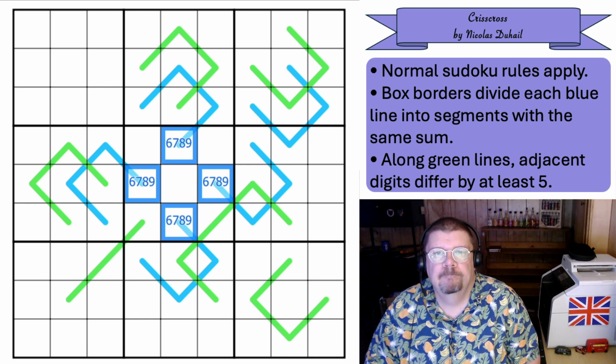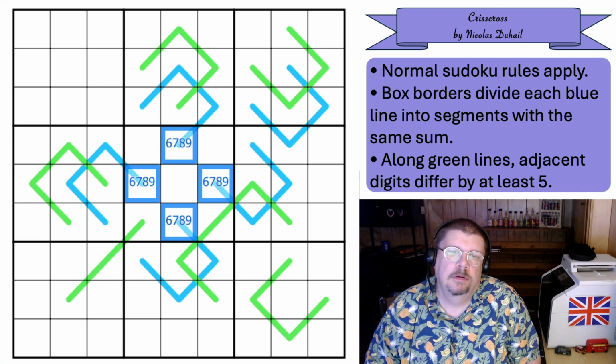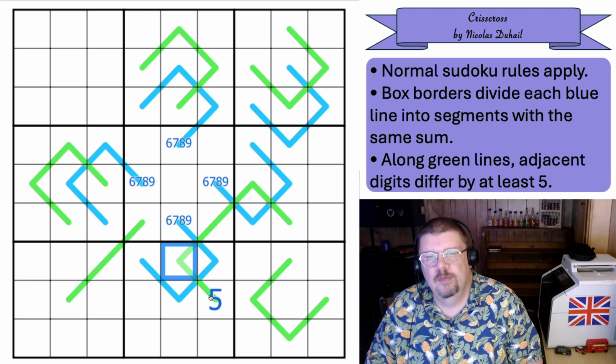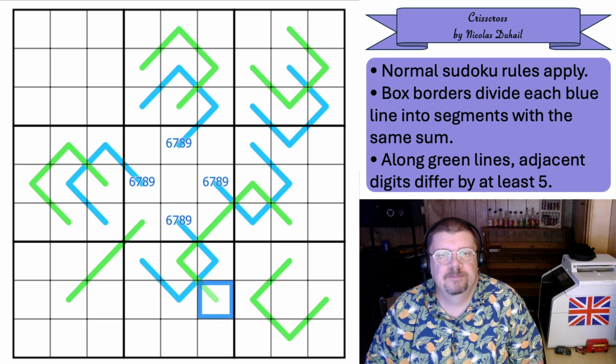What does that do for me? Okay, we can talk a bit about the green lines. So I can't place a 5 on these green lines, because if I placed a 5 on it, the next digit would have to be 0 or less or 10 or more, and they aren't valid Sudoku digits. And then they are going to alternate between high and low, above 5 and below 5.